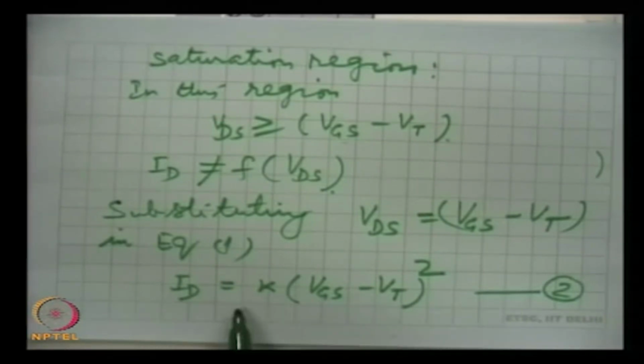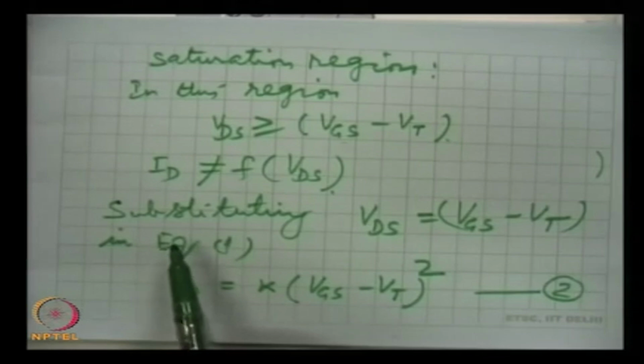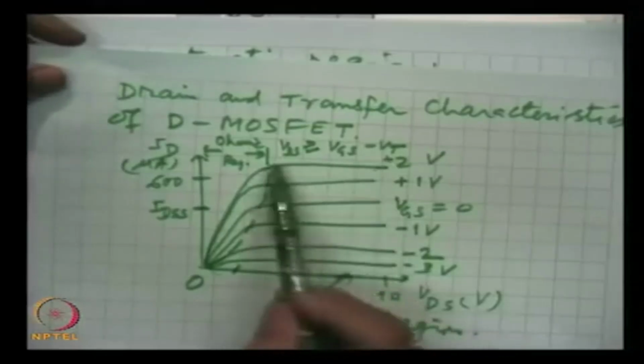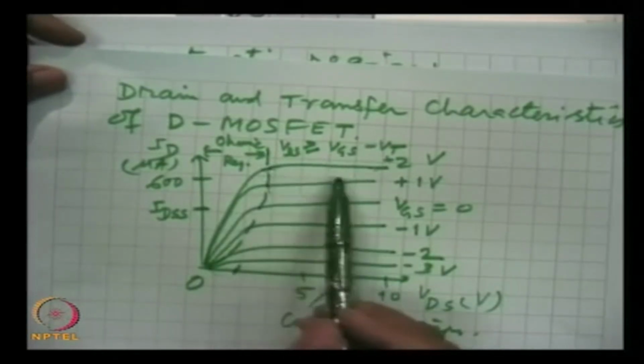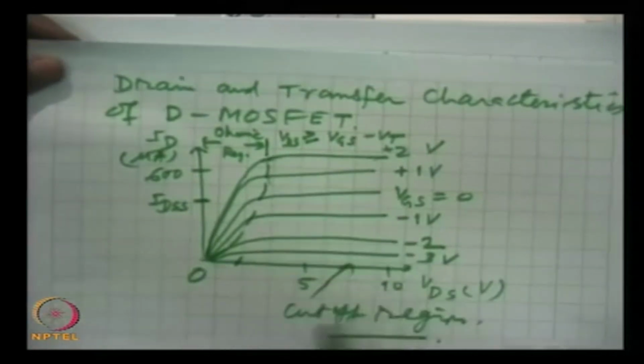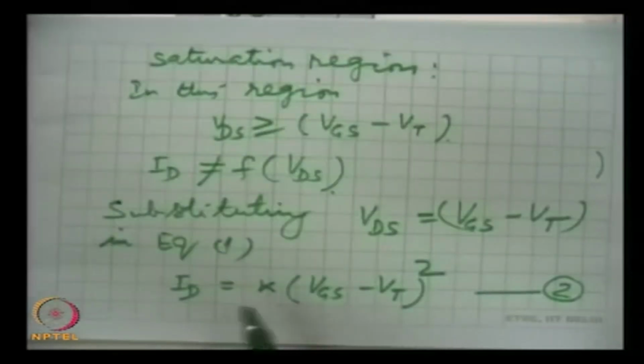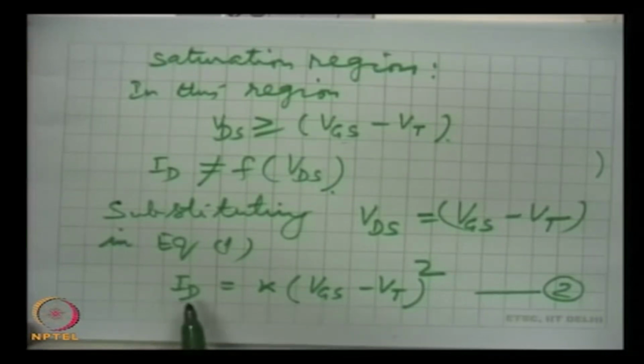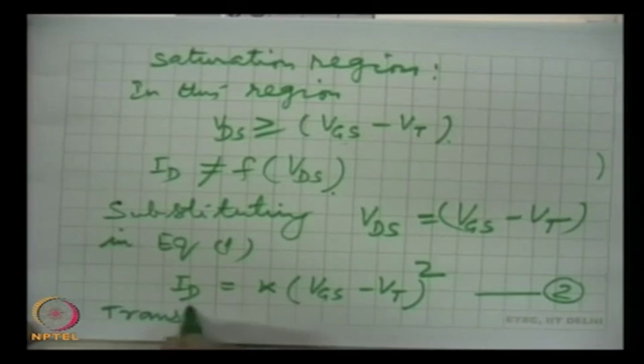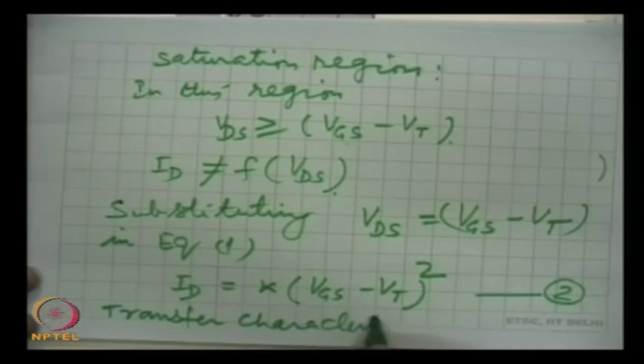We are talking about the saturation region, this region on the right of this dotted line. As we are seeing here, the drain current does not depend on the voltage between drain and source. So, this shows the independence of ID from VDS, the drain source voltage, but it gives the dependence of the drain current on the gate source voltage. That means this equation represents the transfer characteristics of the device.